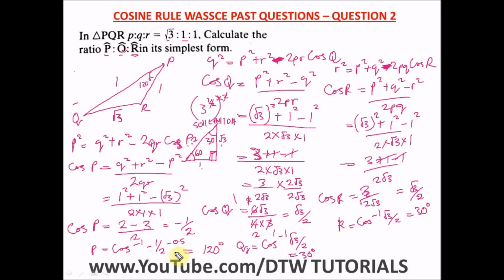But remember, it says calculate the ratio. So what is our big P? 120 degrees, ratio 30 degrees, ratio 30 degrees. And it says in its simplest form. In its simplest form means if anything can go into any of these ratio values, 30 can go. 30 in 120 is 4 times, so we have 4. 30 in 30 is 1, and 30 in 30 here is 1. So our answer is 4 ratio 1 ratio 1. This is the final answer.